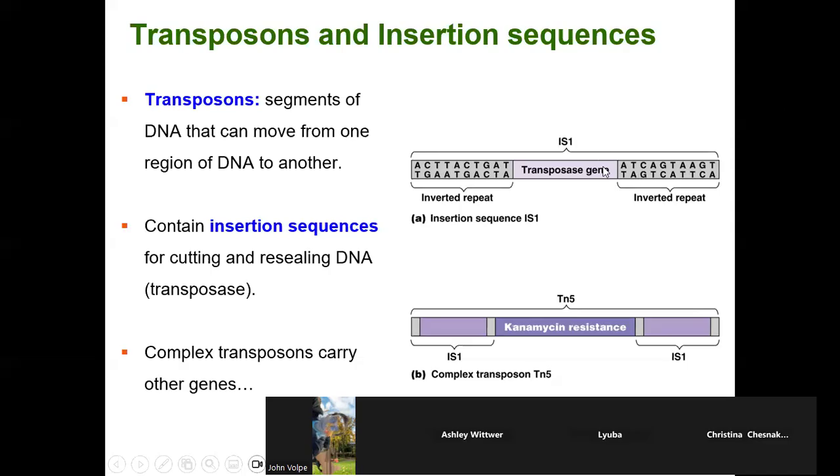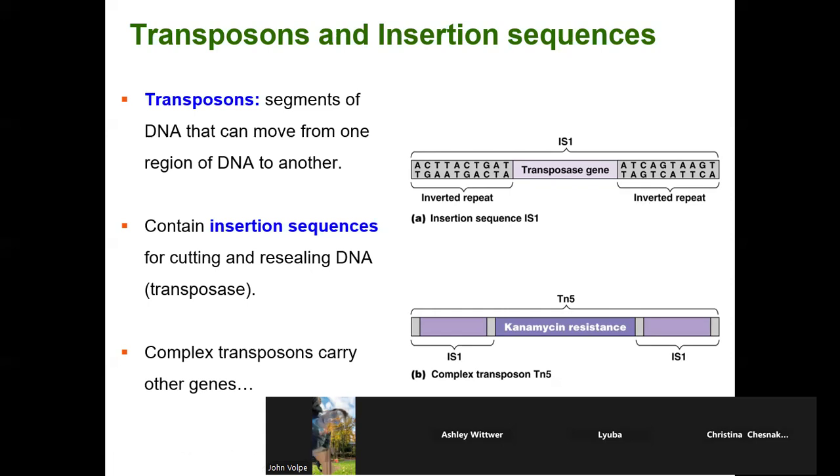The inverted repeats help the transposon leave one region of DNA and then enter another region of DNA. The transposase gene itself cuts out the transposon right here and here, and then it cuts in another region of DNA to insert the transposon. So the transposase gene is an enzyme that literally cuts out the transposon and then cuts open the new region of DNA for the transposon to move to.